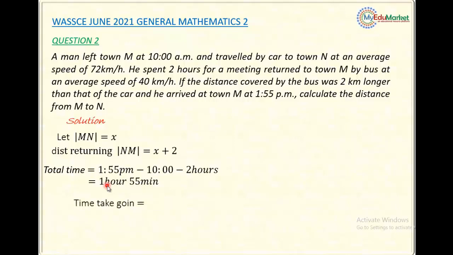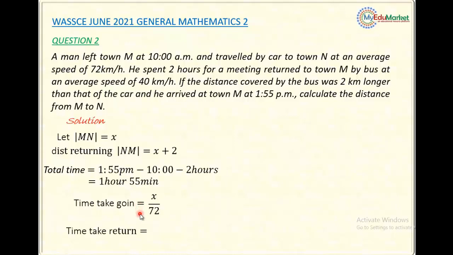So I continue. Let me get the time taken going. Remember time in relation to speed and distance. Time going will be equal to X over 72. X is the distance going, meaning the distance from M to N, and the speed with which he went from M to N is 72 km per hour. So dividing distance by speed will give me the time taken going.